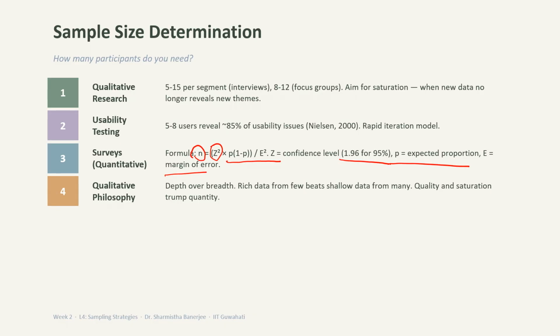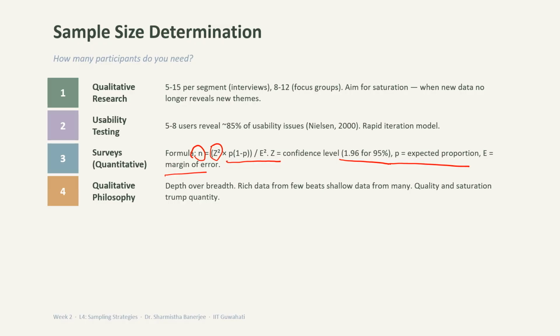Now if I have a qualitative philosophy, where I try to aim for depth over breadth, I am trying to have rich data from few people. So I want to interview a very small number of people, and I want to do in-depth interviews. Maybe I want to study them for 2 years in depth by using ethnographic research. So in all these contexts, I am giving priority to quality and saturation rather than the number of people that I can reach.